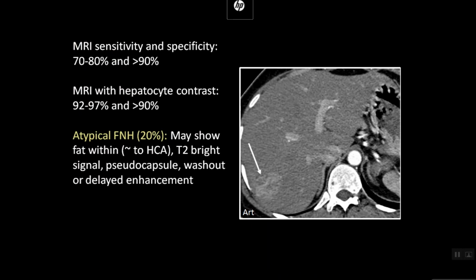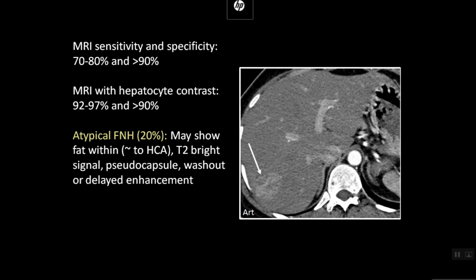So they may show fat within. Then it's very difficult to say whether this is an adenoma or FNH. Generally, when you see fat, you think of an adenoma, right? In a young woman, right? So remember, FNH is 90% in women. Okay, they may be T2 bright instead of iso or just slightly bright, but they may be nicely bright. They may have a pseudo capsule, so they have a rim enhancement on the delayed. They may show washout also, or they may show delayed enhancement. So any sort of variable features can happen.